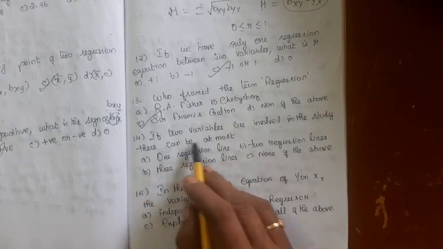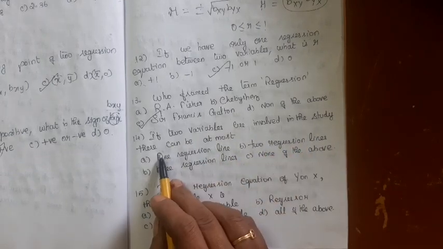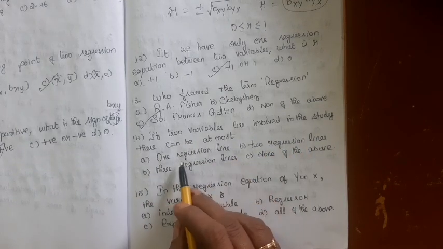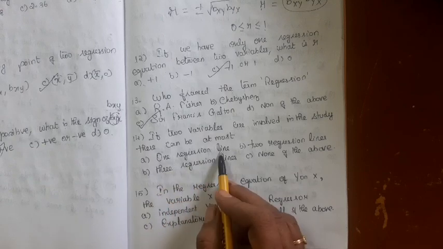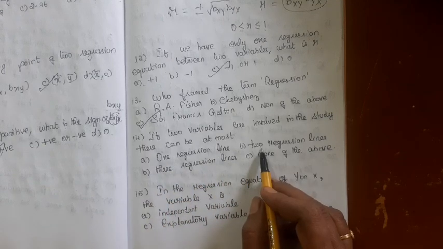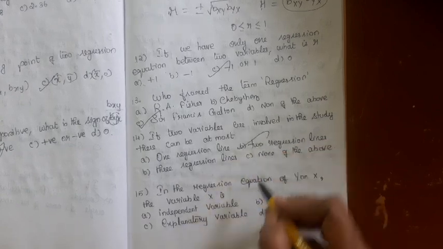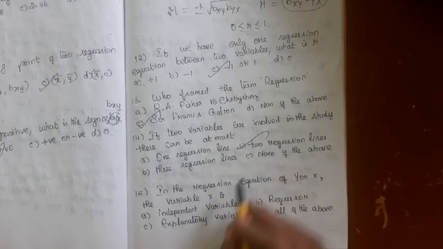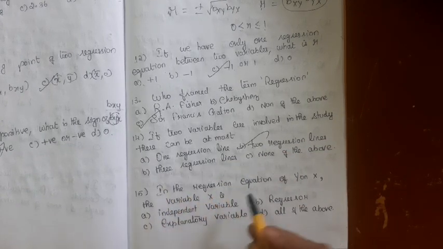If two variables are involved in the study, there can be at most how many regression lines? One regression line, at most, maximum. You have two regression lines. Option B. Right? You cannot have three.